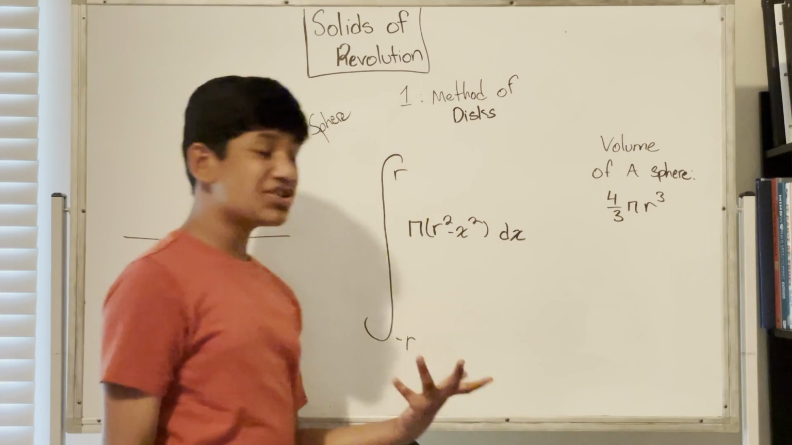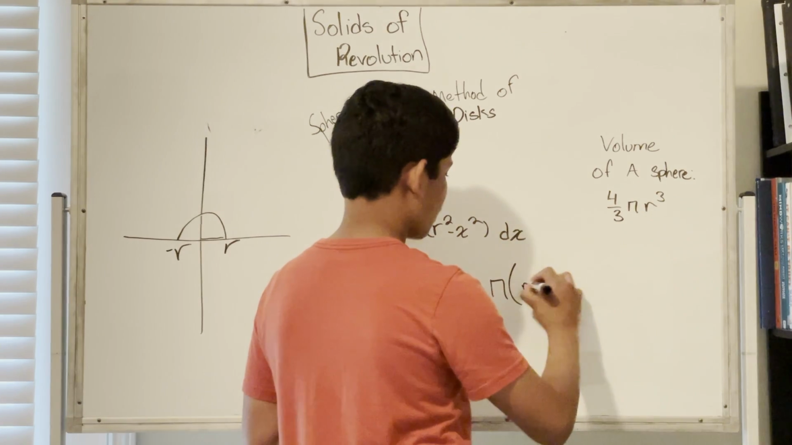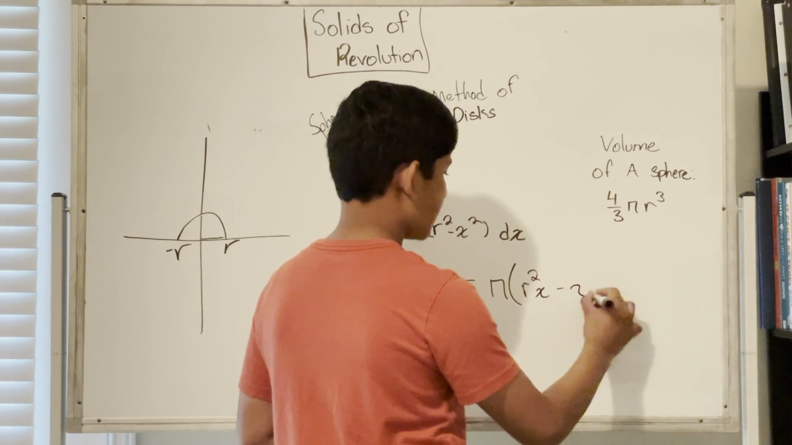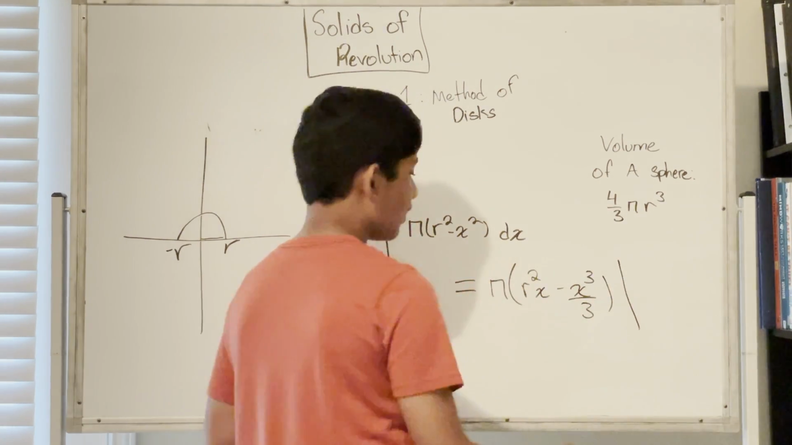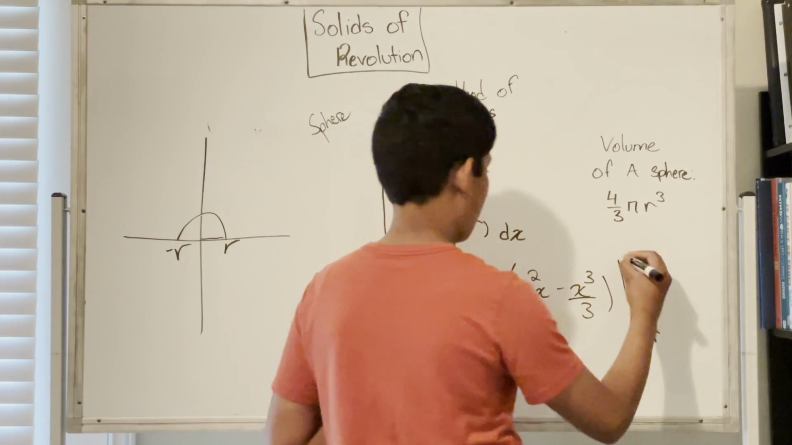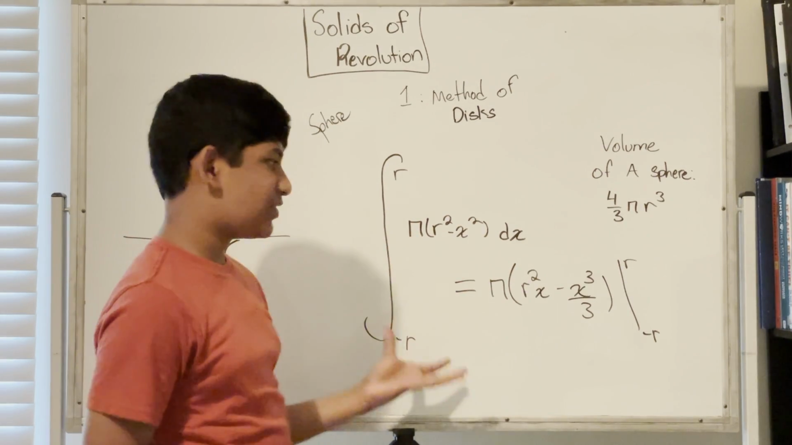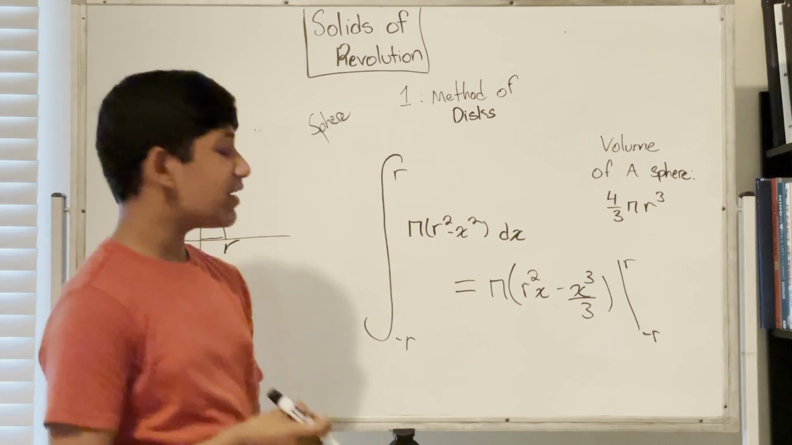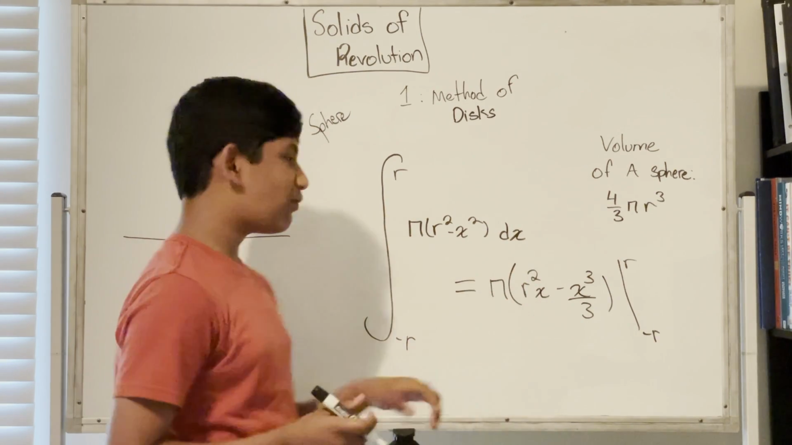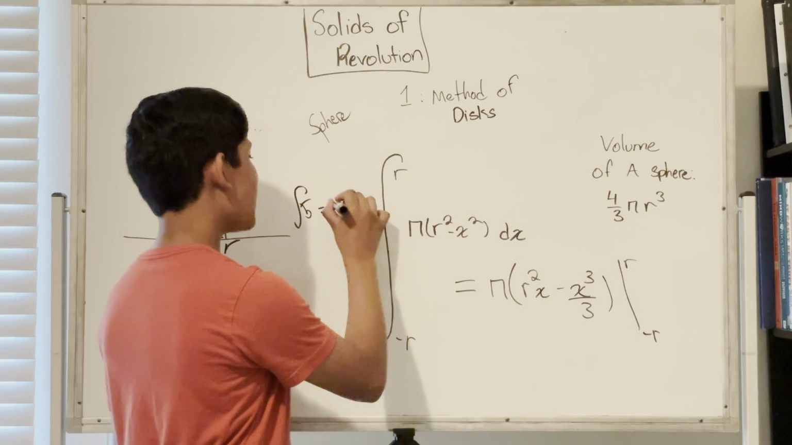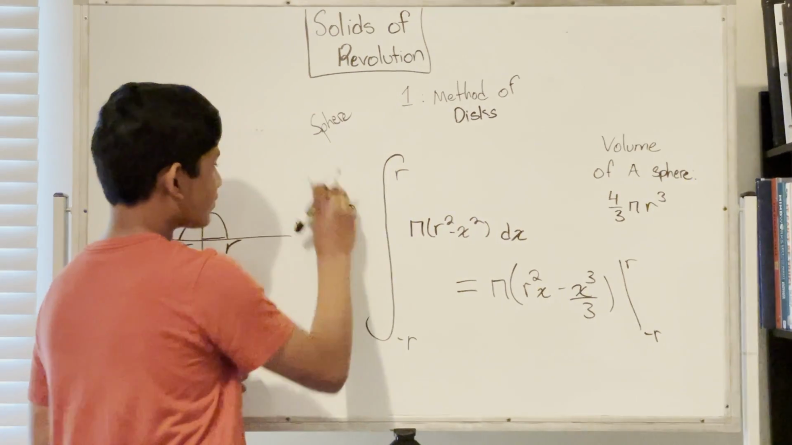Now we can actually start the integrating process. So we're going to get pi times r squared x minus x cubed over 3, evaluated from minus r to r. I'll walk through how we got from this to this. Pi we just leave outside, and we have r squared. Since it's not in terms of x right now, we just add an x. For example, if we take a constant, say the integral of 5, we get 5x, because 5 is just a number, so we add the x.